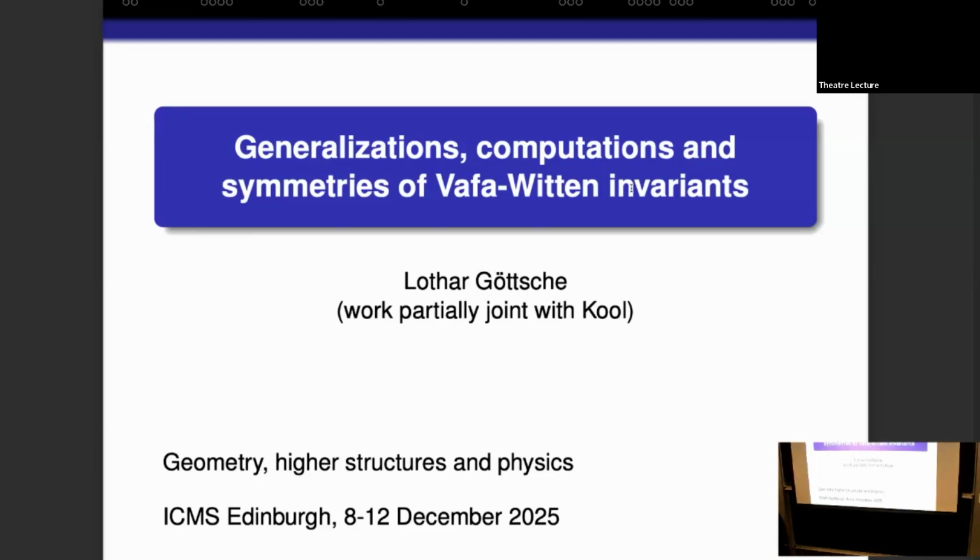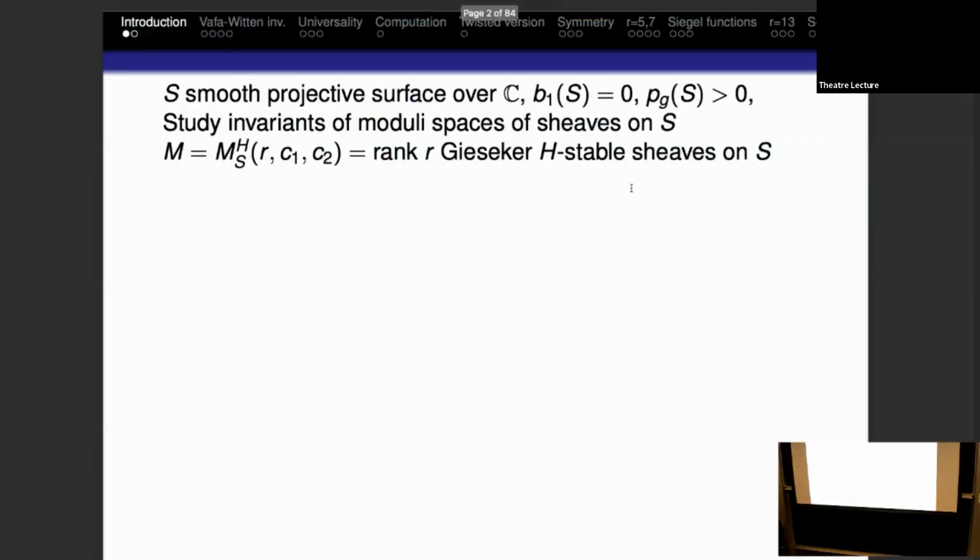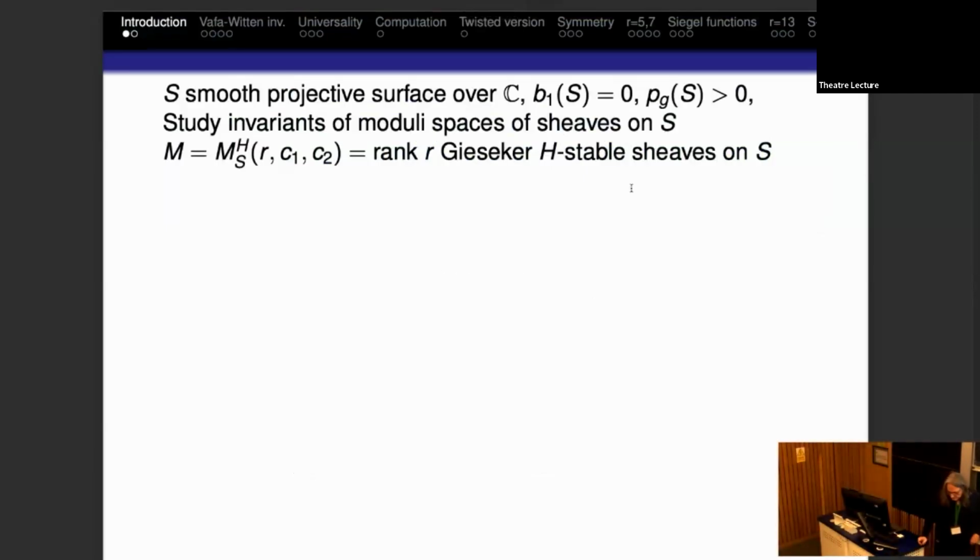Okay. So we are talking about Vafa-Witten invariants. So let me start. If X is a smooth projective surface over the complex numbers, whose first Betti number is 0, and the geometric genus should be positive. Then we want to study invariants of the moduli space based on that.